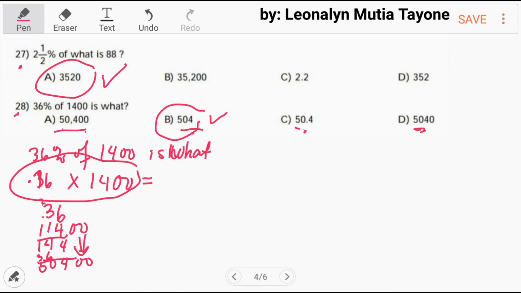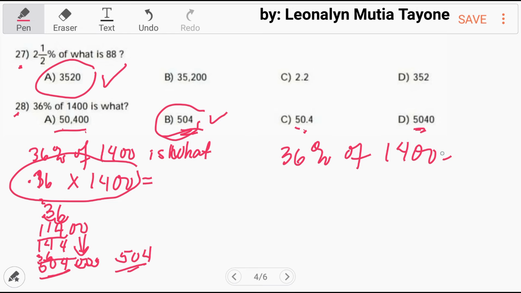50400. Huwag mong kalimutan si decimal na dalawa dyan. So, mag-move ka rin ng decimal dalawa dito. Kaya ang sagot ay 504. Ganun pa rin, 504. Another way. Diba, 36% of 1400 is what?